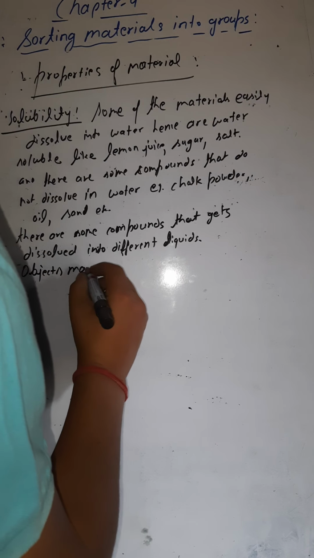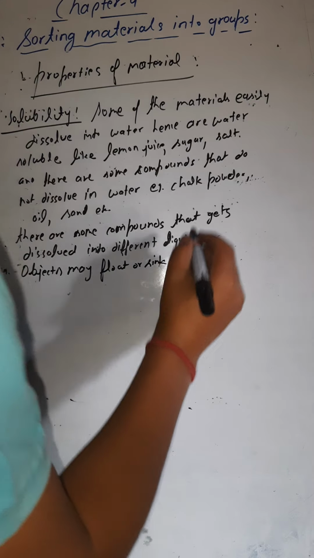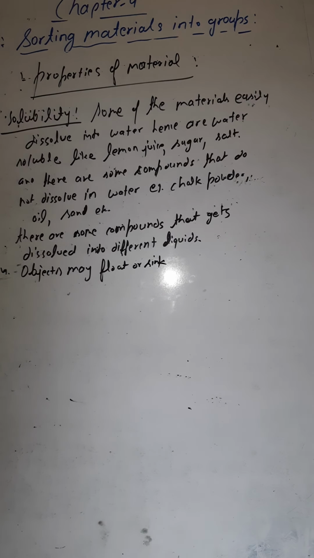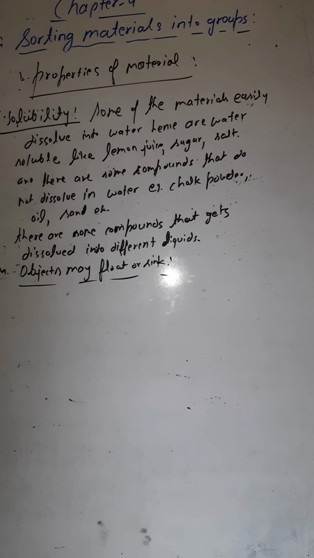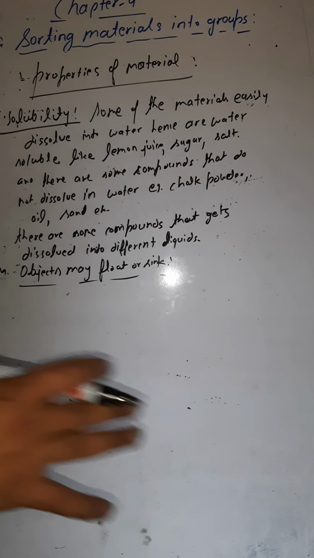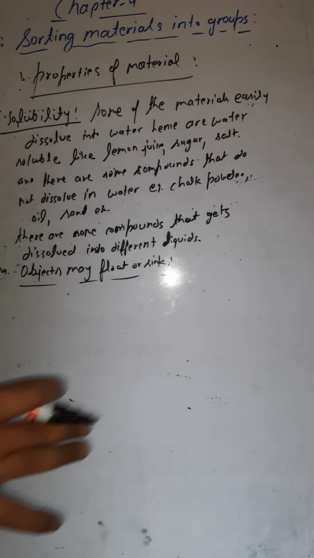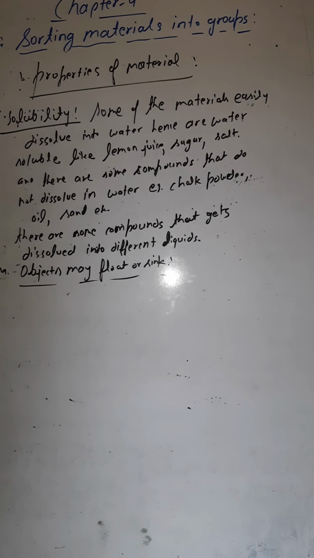Objects may float or sink. There are some objects that float on water and some that sink. Like you have a leaf. The leaf would be floating on water, and at the same time you have some pebbles, like stone. If you just throw it in water, it just sinks in water.